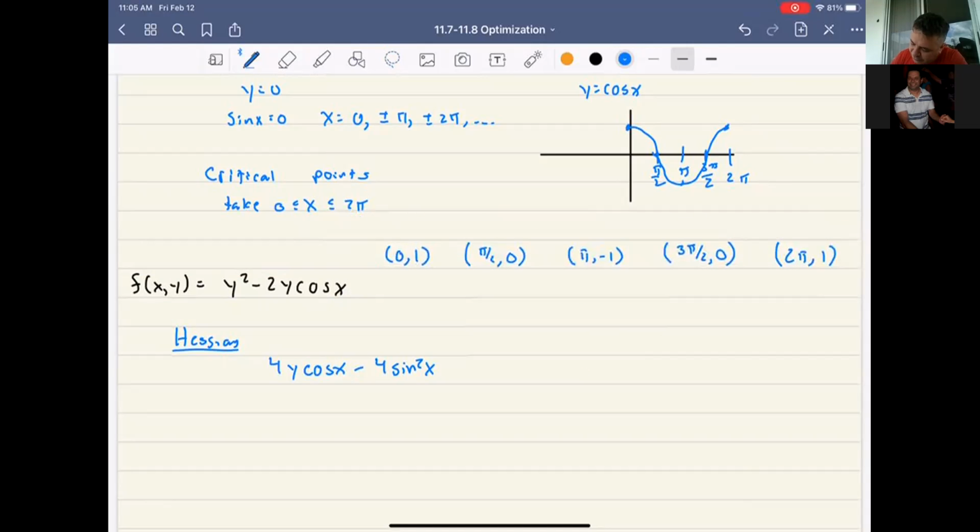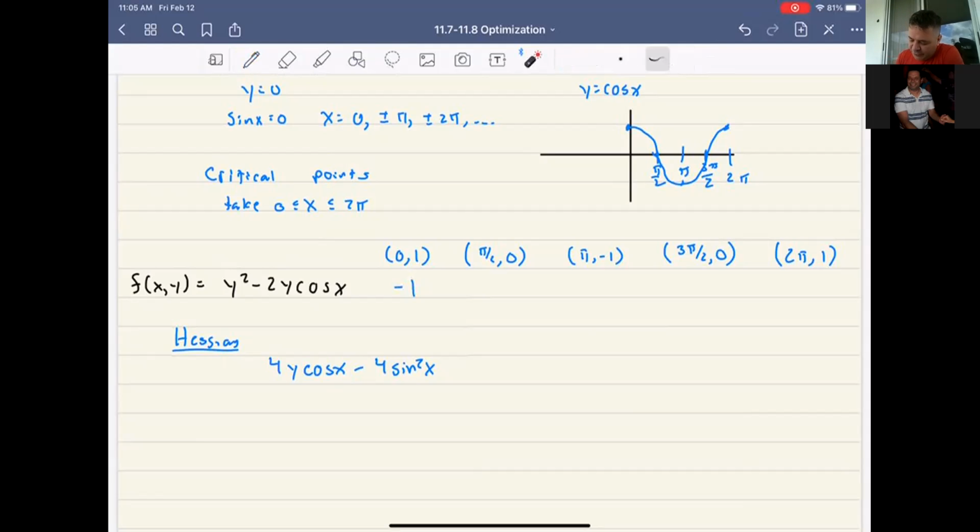Okay. What's the value of this function at (0, 1)? It's going to be 1 minus 2 cosine of 0. Cosine of 0 is 1, so it's going to be 1 minus 2, which is -1.